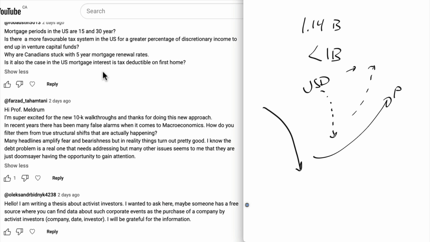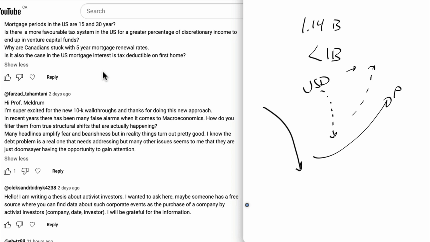Is it also the case in the U.S. that mortgage interest is tax deductible on a first home? I'm not sure if it still is. It used to be. Interest on your mortgage used to be tax deductible, so you could look at a U.S. household income of $100,000 and a Canadian household of $100,000. The U.S. household will be living in a bigger house because they have the tax shield of the interest. They can afford more house than you could in Canada. I don't know if that's still available in the U.S.